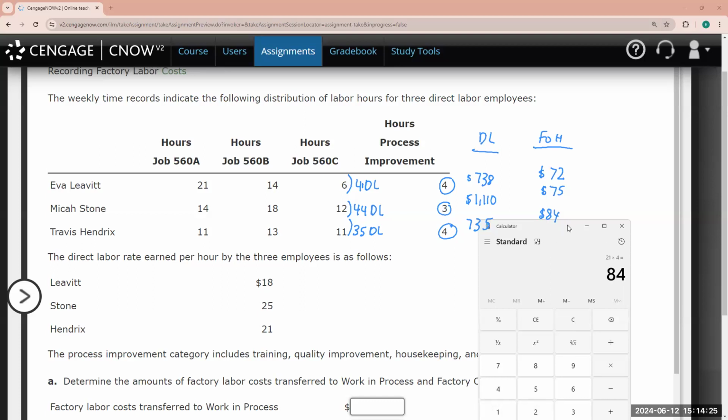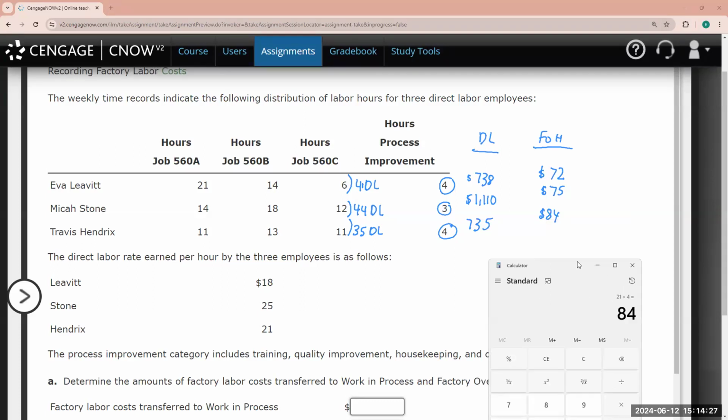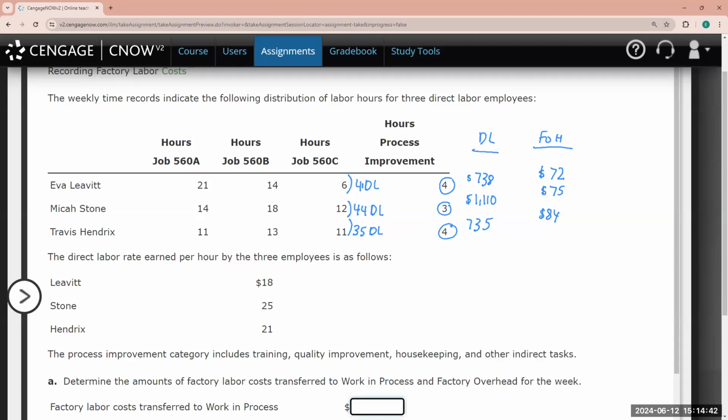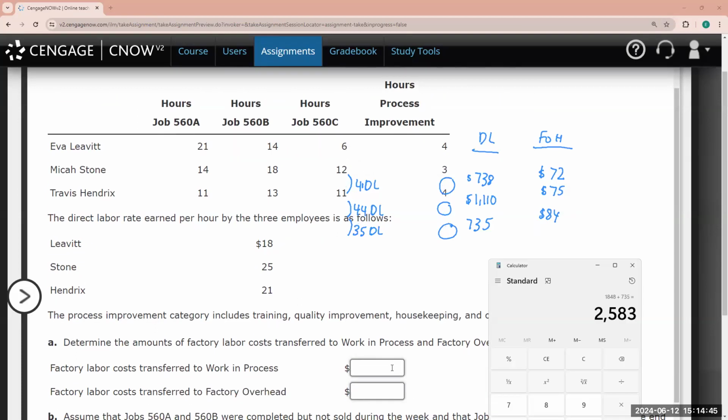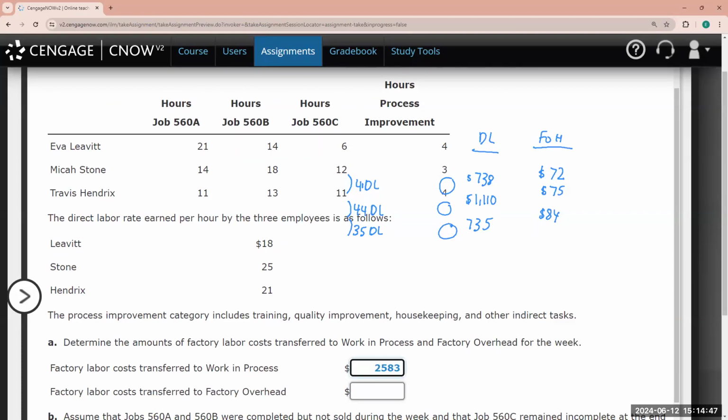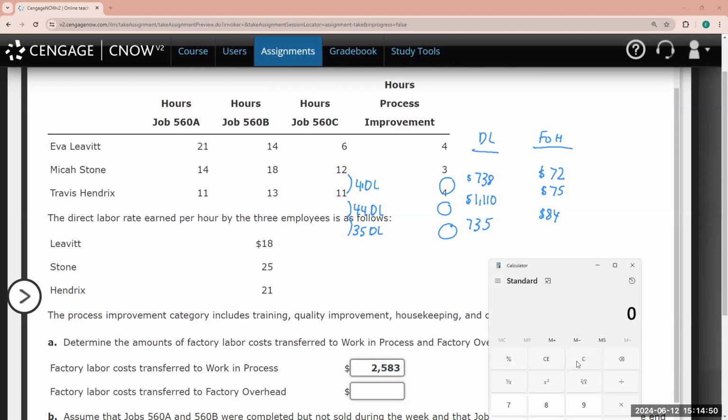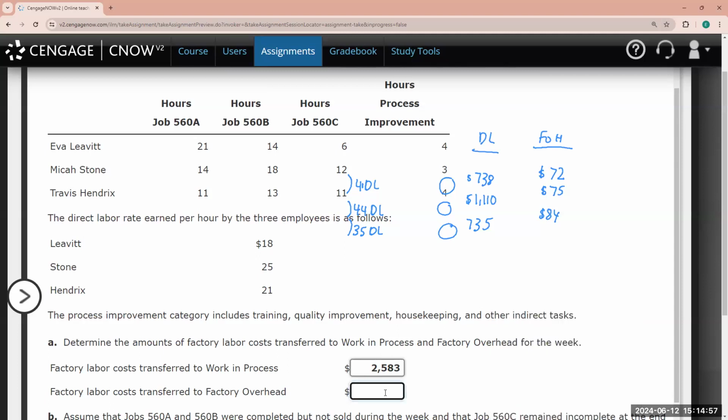All right, so now the next step is for us to determine our total factory overhead and our total direct labor. So we'll start off with our direct labor, 738 for Eva, 1,010 for Micah, and 735 for Travis, which gives us a total work in process of 2,583. And next for our factory overhead, we have 72 for Eva, 75 for Micah, and 84 for Travis at a total factory labor cost of $231.